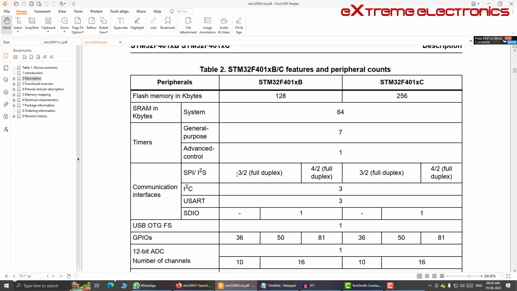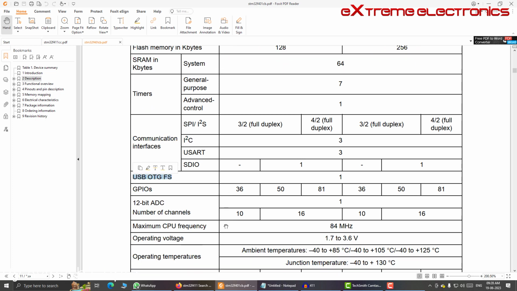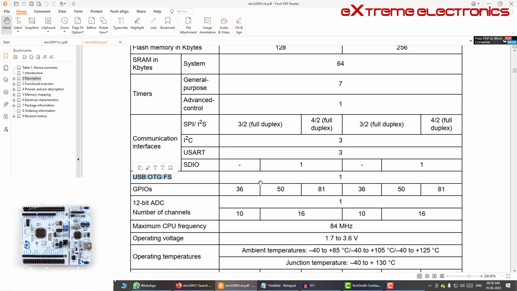One of the biggest advantages of this chip is the USB OTG interface. That means this STM32F401 can act like a USB device, like a USB mouse or a USB keyboard. And it can also act like a USB host, just like a PC, where we can connect our USB keyboard, USB mouse, or even a USB pen drive.